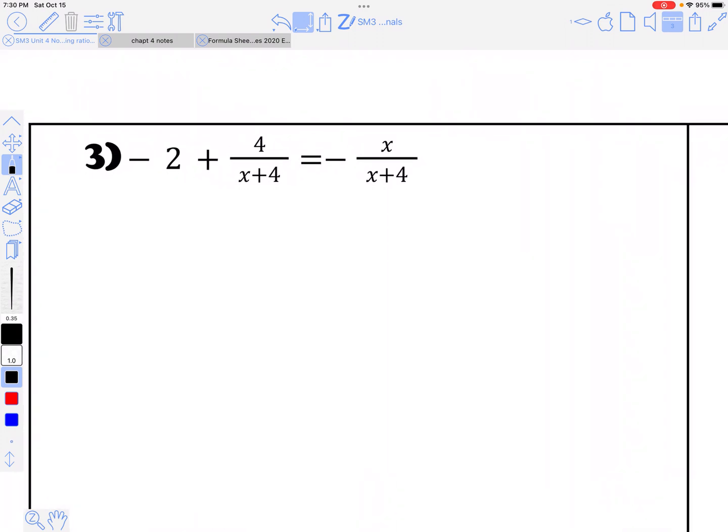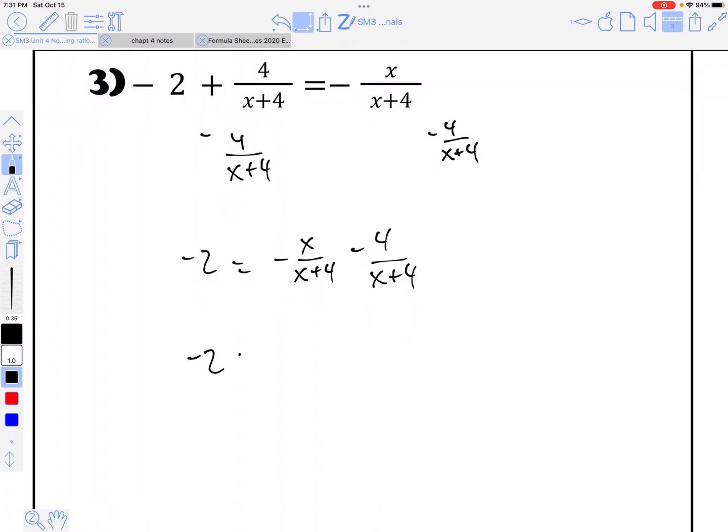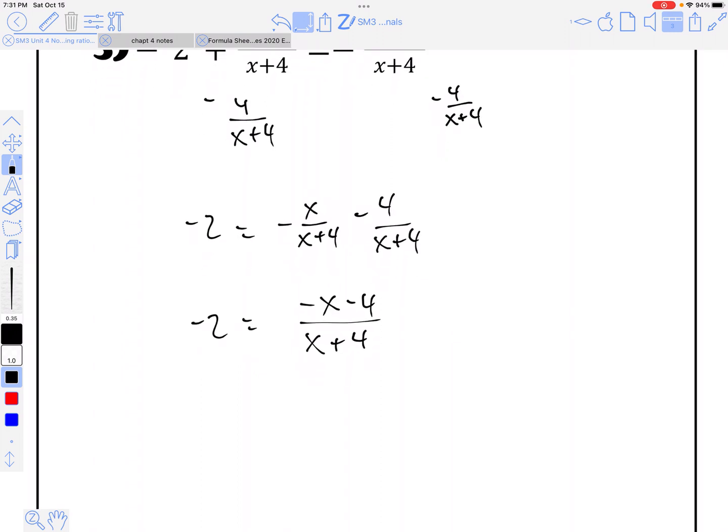Okay, so what I'm going to do is subtract 4 over x plus 4. I'm going to try to get my x's together on one side. So I have negative 2 equals negative x over x plus 4 minus 4 over x plus 4. Because we have the same denominator, we can combine these. We'll get negative x minus 4.